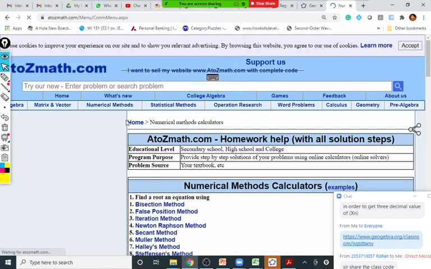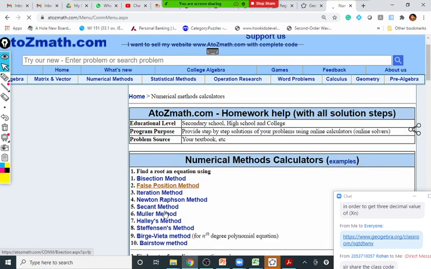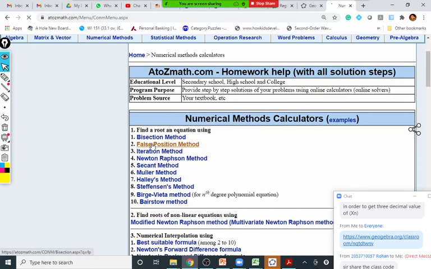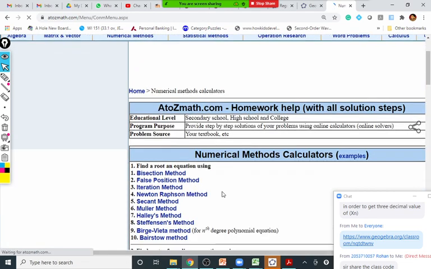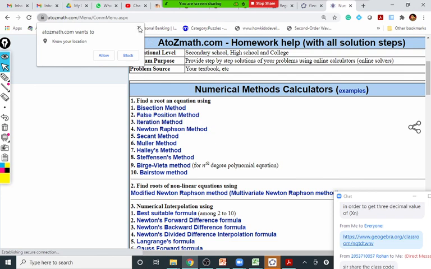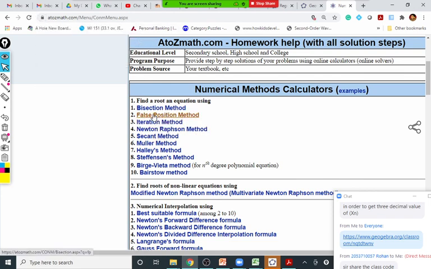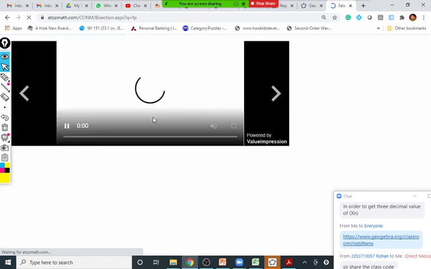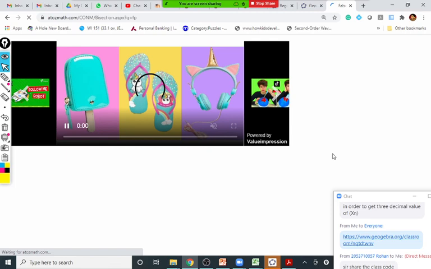And in numerical methods, the false position method you will get here. Okay, here bisection method is also there, false position is there, iteration methods are there. All methods are here, many of the things. So what you have to do is just click on false position method. I think some advertisements are there on this site, but okay. This is a false position method.